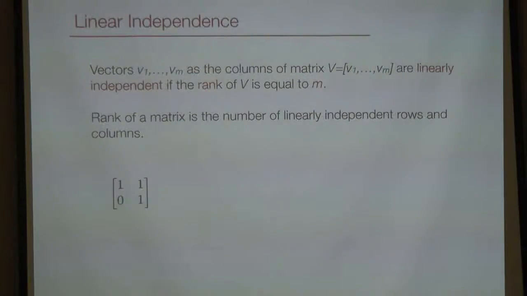Because the 2 rows and the 2 columns are linearly independent. Precisely that, thank you. They are linearly independent. What about this one? Can we see some linear dependence between the rows or the columns? No. So also rank 2.